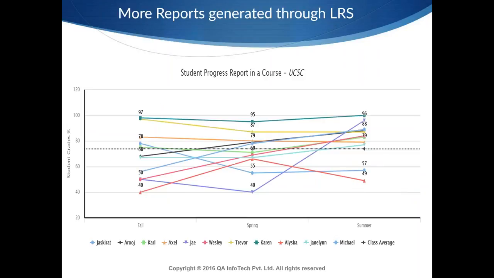Another one is, as I was talking, from semester to semester, what is the student progress? It is based on the average grades which the student is receiving in each of these semesters. There is a dotted line which also shows the class average. It's a very simple report.